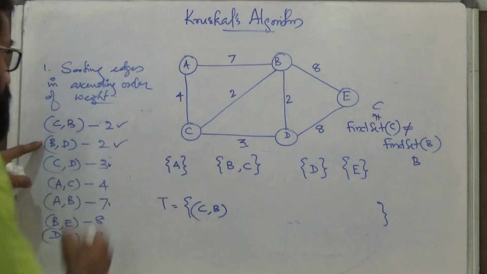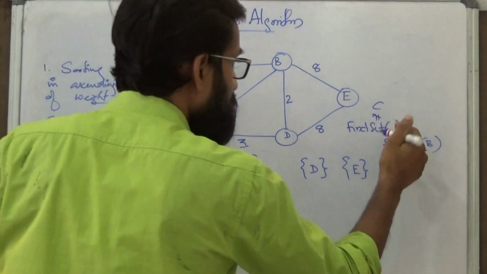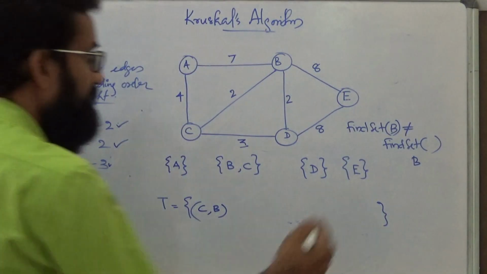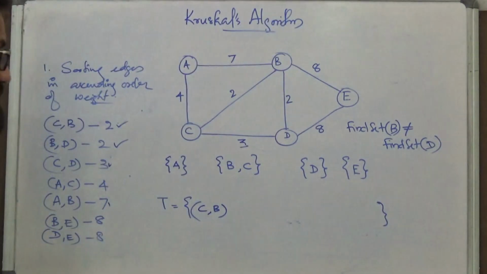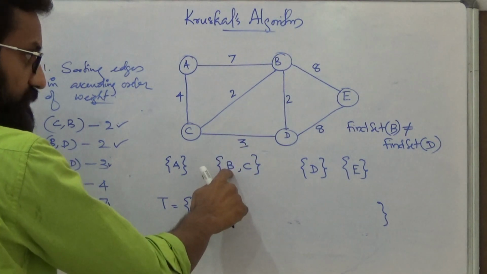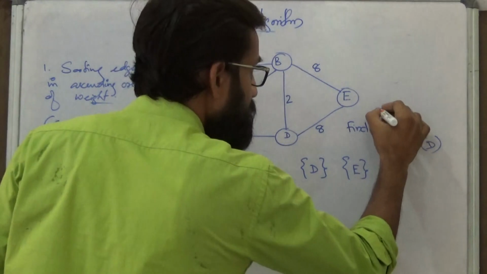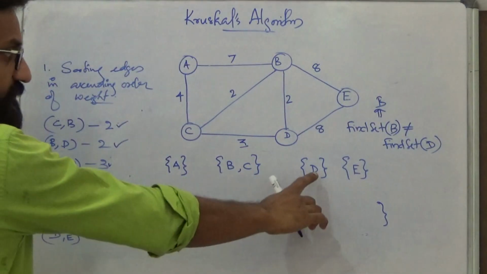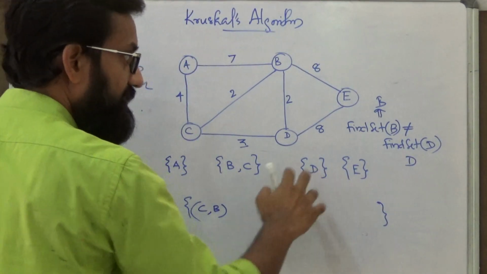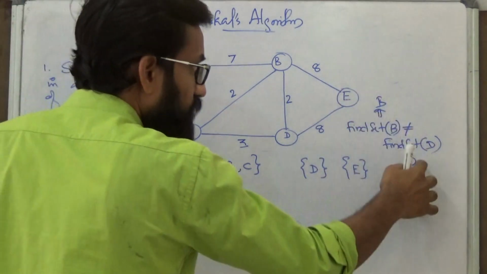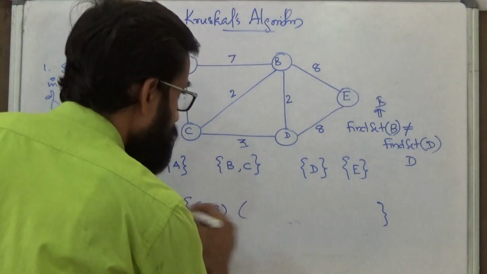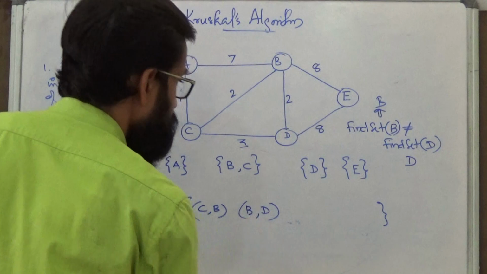So next you will be taking edge BD. So you will be executing find set B, checking find set B not equal to find set D. So what is find set B? This is the set containing B. Find set B will return the first element of this set. So find set B is B itself. What about find set D? Find set D is D itself, because D is the first element in the set containing D. So since these two are different, this condition gets satisfied, which indicates that BD is a safe edge. So you can add BD.